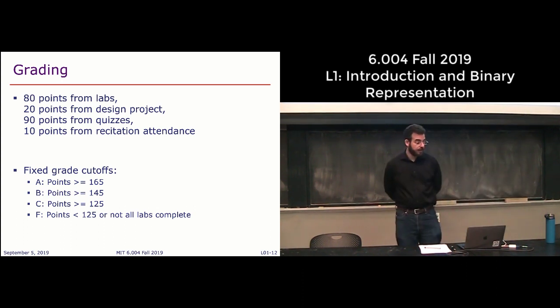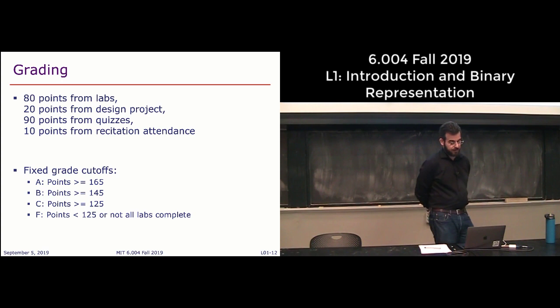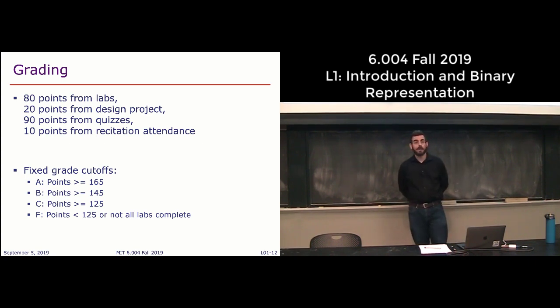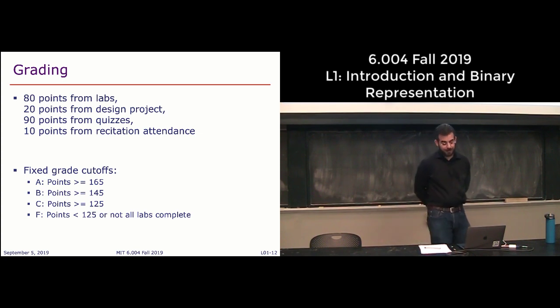And so to get an A, you need to get at least 165 points. To get a B, at least 145. To get a C, at least 125. And if you get either less than 125 points or you don't complete all labs, you'll get an F. We do not give Ds in 6004. And we also require you to pass the labs. You can submit the labs arbitrarily late, but you need to submit all the labs.